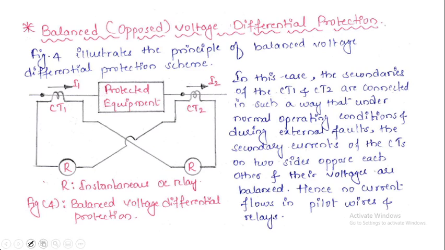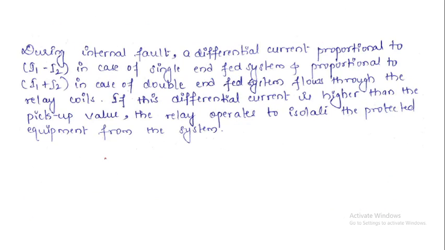So under normal operating condition or through conditions, the current which is flowing in both the CTs, because of this cross connection, the two currents flowing in the CTs oppose each other, so that the voltage is going to balance. Hence no current flows through the relay. Automatically the relay is not going to operate.